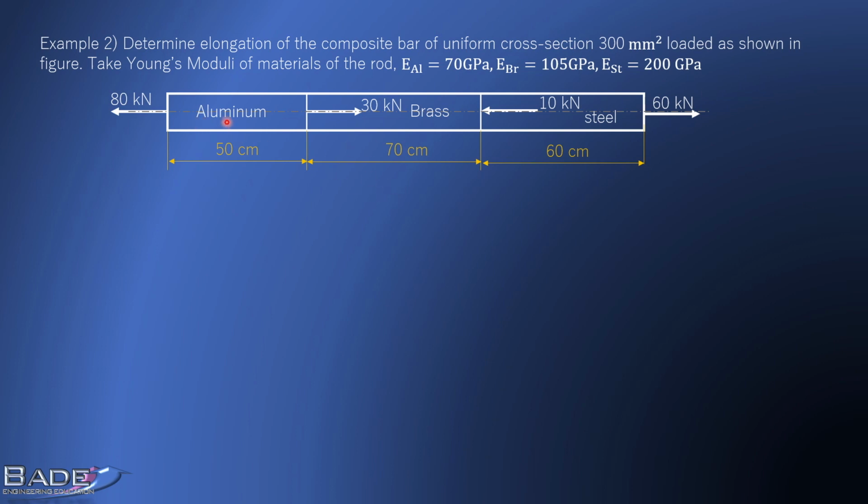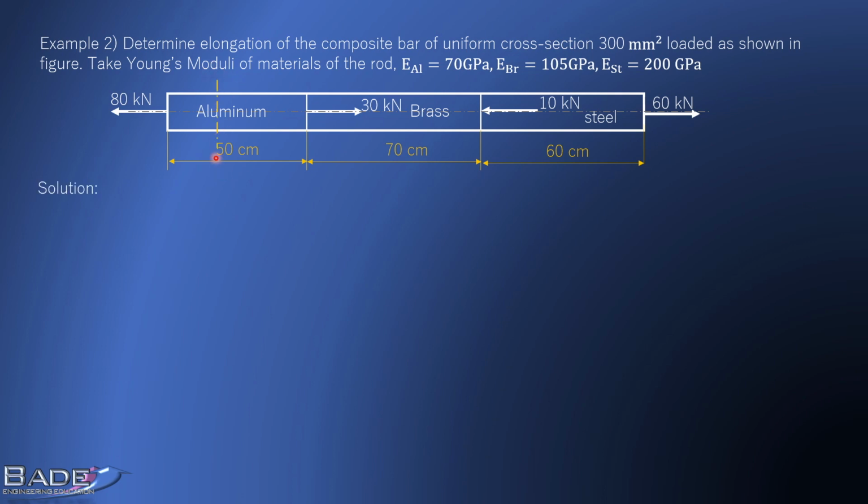Check here. These are really three different rods rigidly connected. The first portion is made of aluminium, the second portion is made of brass and the third portion is made of steel. What is asked in the problem? Determine elongation of the composite bar. So simply add elongations in the three bars. Delta, that is total elongation, is equal to delta 1 plus delta 2 plus delta 3.